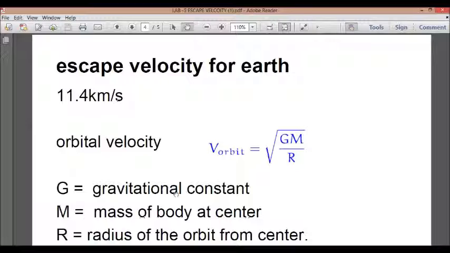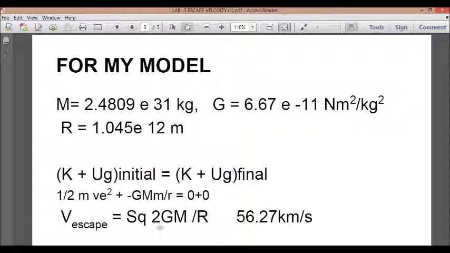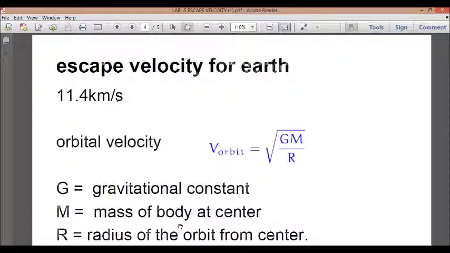Again, the escape velocity of the earth is 11.4 km per second. That is calculated by the same equation by putting the value of the mass of the earth in the place of the mass of the black hole that I have put here. So you can find the escape velocity of any object by finding the mass of the object which is attracting it, and using the mass of that object I can find the escape velocity.